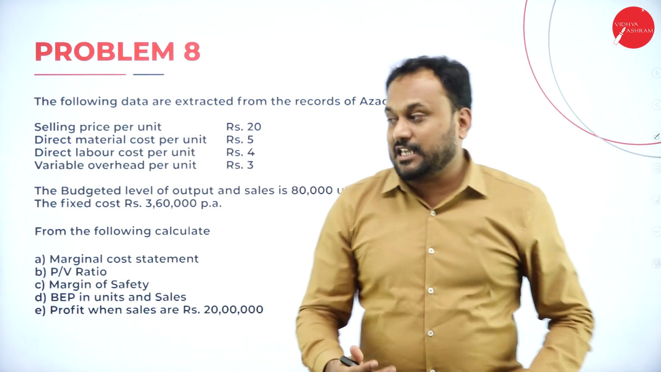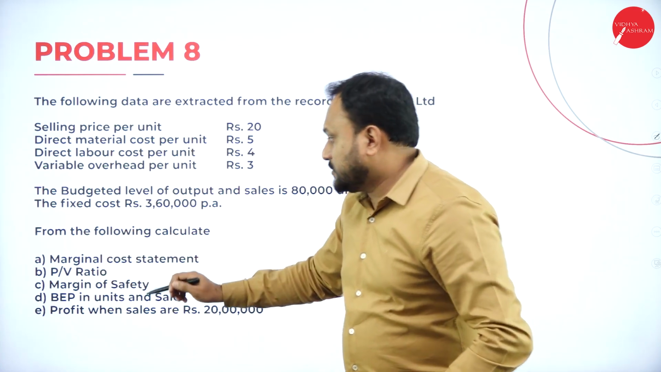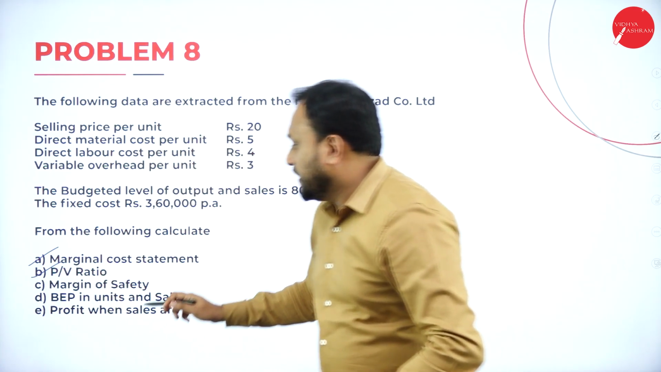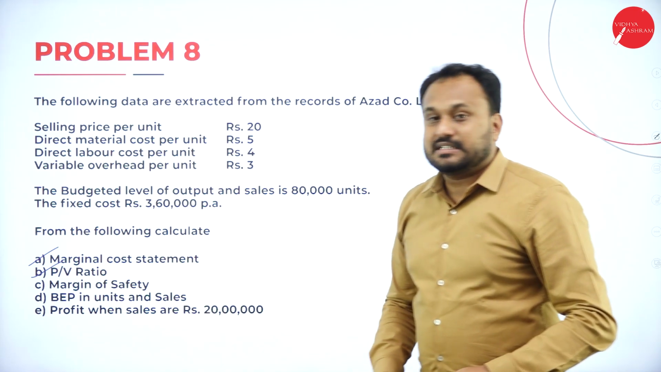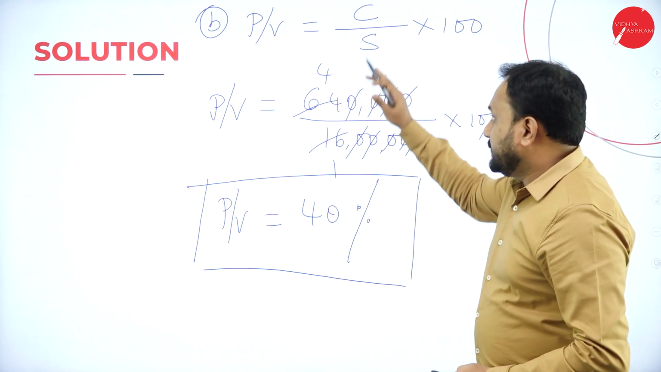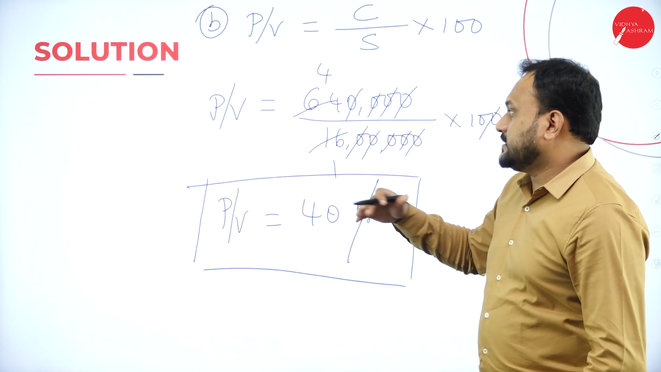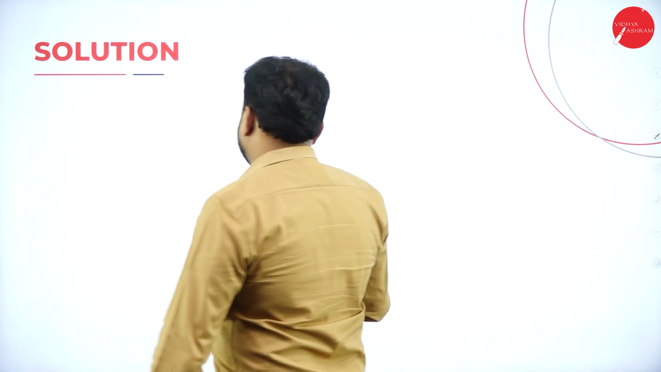Next, what are they asking me? My PV is also done now. Marginal cost statement is done. My PV is also done. So this is done, this is done. Now they're asking me margin of safety. Understand here. We have all done PV, so we'll go with it. Now margin of safety is what we are supposed to find.